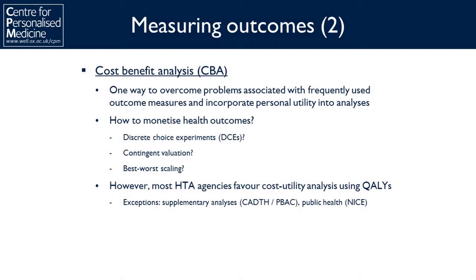There are a few agencies that sometimes permit us to submit supplementary analyses, which could take the form of cost-benefit analysis. I think Australia and Canada are two examples, and perhaps public health interventions in the UK as well. But generally speaking, cost-benefit analyses, which may do a better job of evaluating these interventions, don't tend to influence decision making in healthcare at the moment.